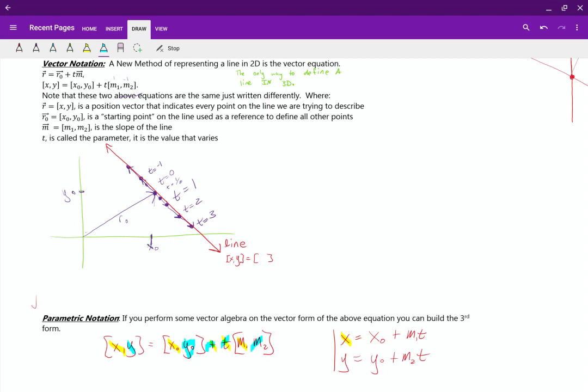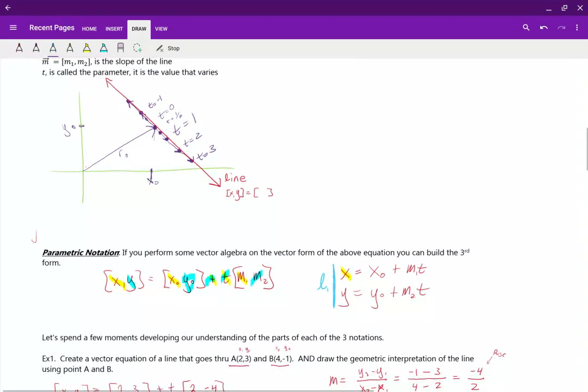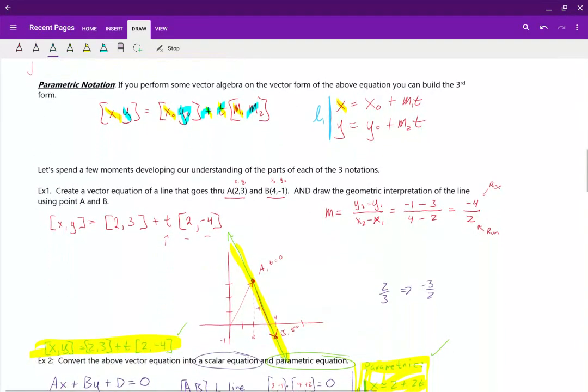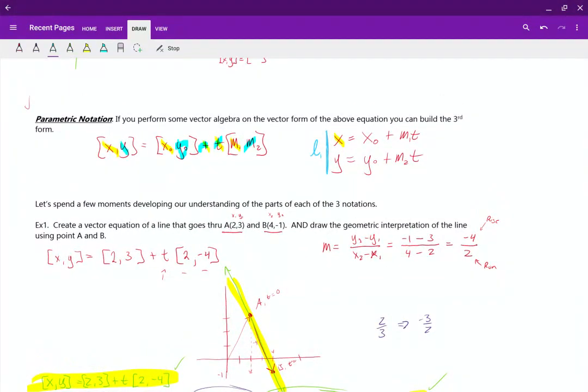That's the parametric format. In the parametric format, usually a line gets placed here, and then you define it. You call it like line 1 or something like that. This little line lets you know that x and y together make up a parametric equation. So now what we're going to do is spend a few moments doing some examples here.